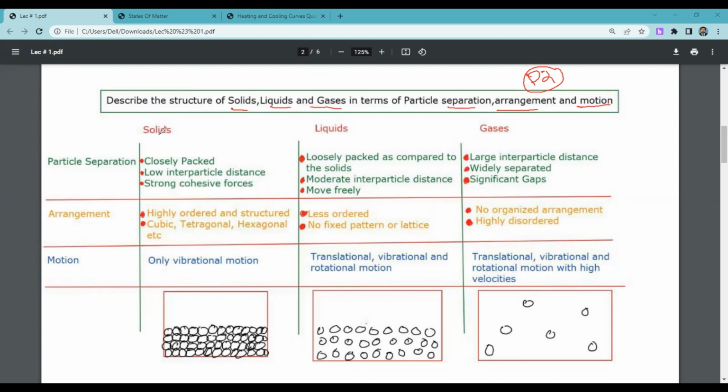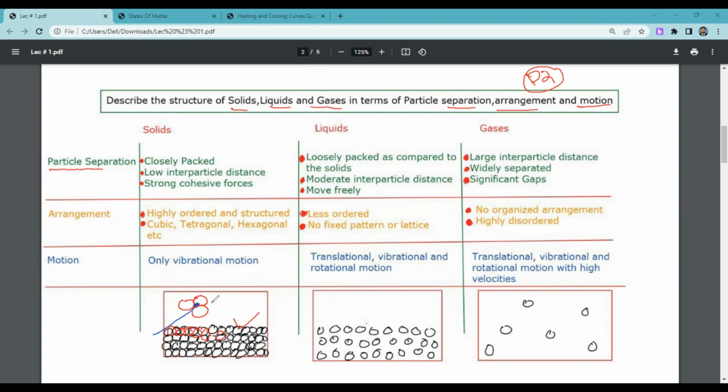Solids. If we see the structure of solids, the particles of solids are closely packed. As you see in this diagram, their particles are very closely packed. They have low interparticle distance. This is one particle and this is a second particle. The interparticle distance is very low. If I show it with a different color, this is the interparticle distance in solids.